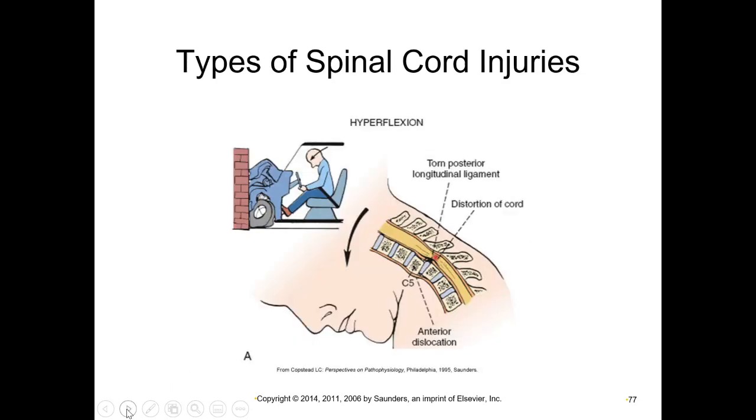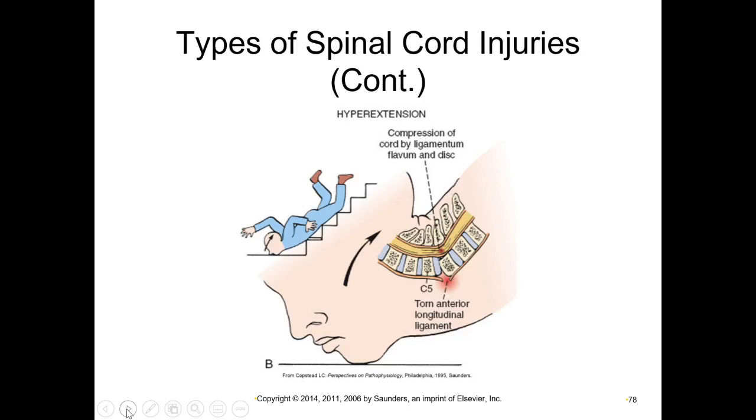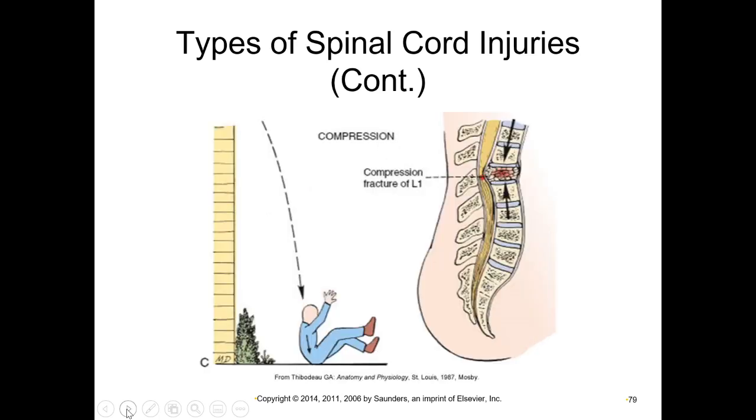The types of spinal cord injuries you see here, this is in your book. It's showing you how the hyperflexion causes the damage there and distortion of the cord, as you can see. Here is a hyperextension where the neck is extended too far back. The same kind of thing is happening to the cord there. Here is compression with a fall, for example, where the compression fracture occurs along the spinal cord.